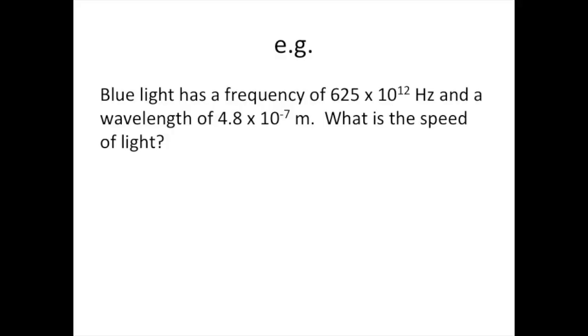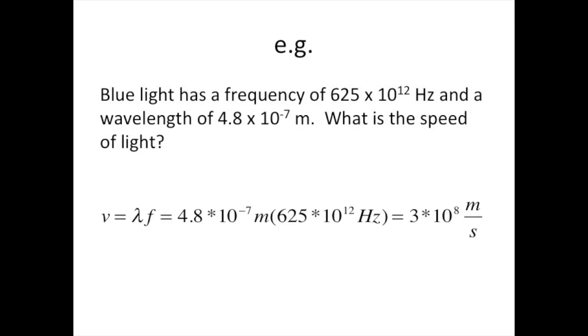So here's an example about light. Now light is different because light is an electromagnetic wave. It doesn't need air or water or a solid to pass through. We're going to get to that distinction later. Anyway, blue light has a frequency of 625 times 10 to the 12th hertz. Okay, that means that it vibrates 625 times 10 to the 12th times each second. So it's vibrating a lot. And it has a wavelength of 4.8 times 10 to the negative 7th meters. Right, so it's point and then 6 zeros, 48 meters. So it's a super tiny wavelength that blue light has.